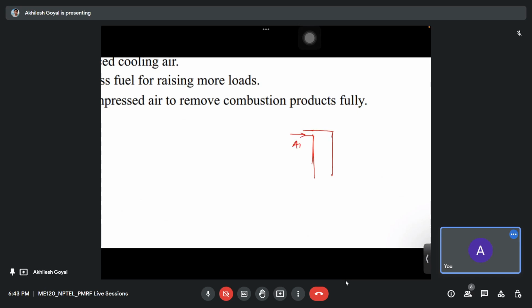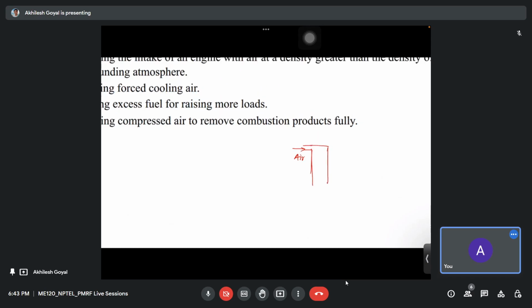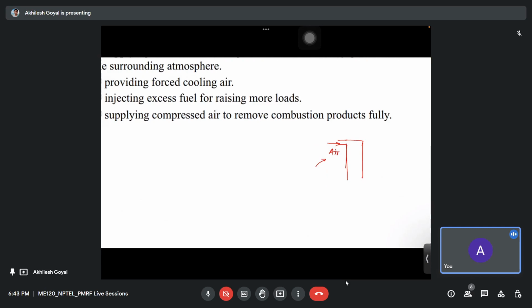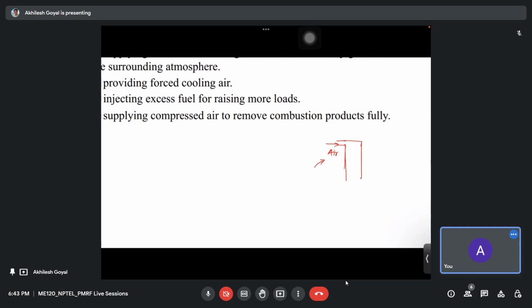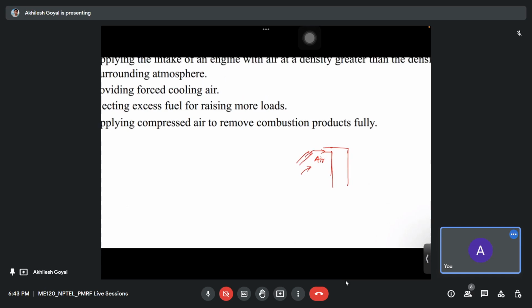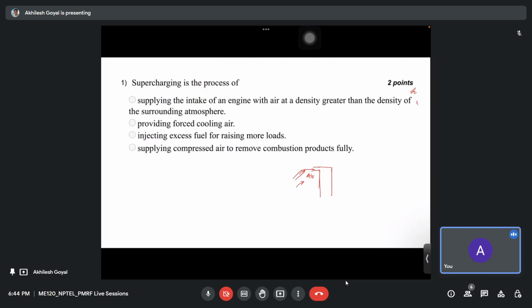From here the air is going inside the cylinder. This air can be sucked at the natural pressure and density, or this air can be supplied at some pressure higher than atmospheric pressure and higher density. The amount of air inside the cylinder defines how well the fuel burns inside the cylinder, and the more the fuel burns inside the cylinder, the more power we can achieve.